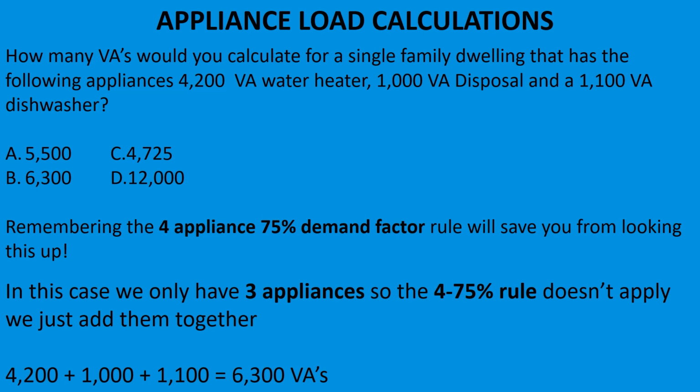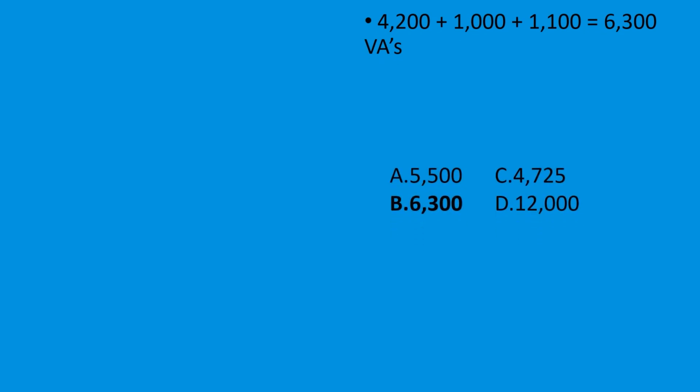So if you were in someone's home doing a load calculation and they had these appliances and you didn't have 4 or more, you would just do the straight math, and that would be the demand that you were adding to your service, your whole service load calculation. Okay, so working back through it, we worked out the math, we selected B.